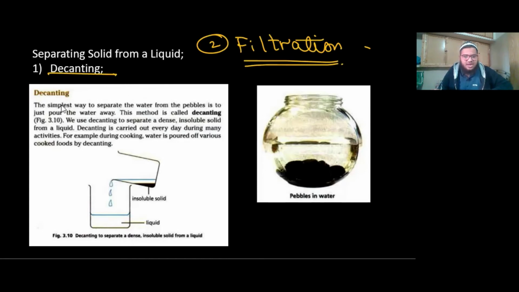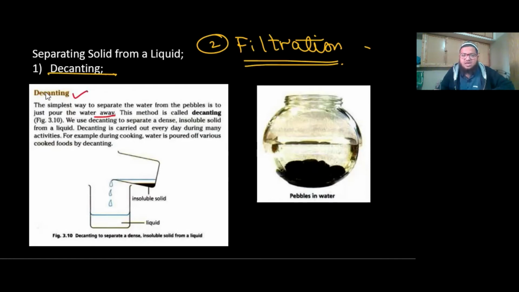So what is decanting? Let's just read through this paragraph, which I took from your book, Chemistry Matters, as it's a very important paragraph. The simplest way to separate the water from pebbles is just to pour the water away, right? If you've got a mixture of water and pebbles, a solid and a liquid, and they have not mixed with one another, then you're going to use this method of decanting.